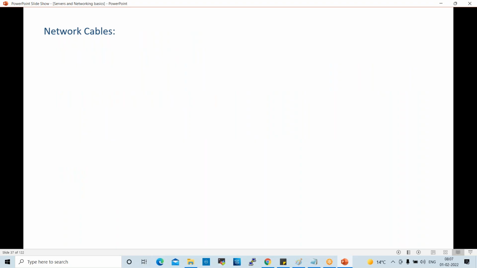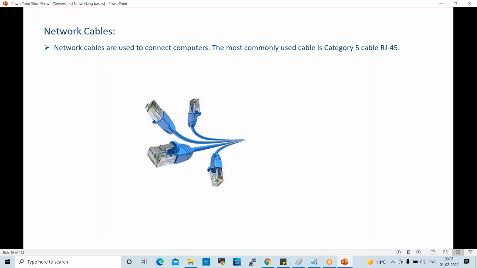Yeah, so network cables. Network cables are used to connect computers. The most commonly used cable is the Cat5 cable. We can say category 5. We can say RJ45. When we use the internet routers, we get one cable, which is the RJ45 cable. Cat5 cable also we can say. So this is the Cat cable, RJ45 cable. These are the most commonly used cables, right?